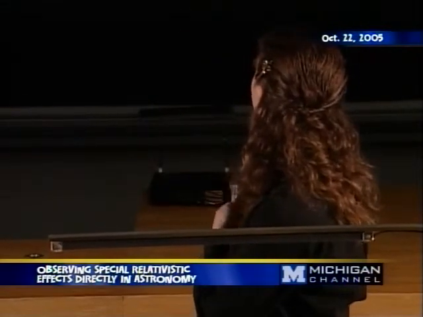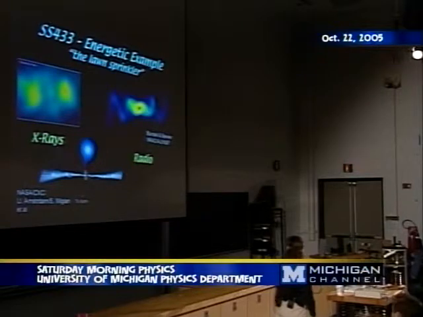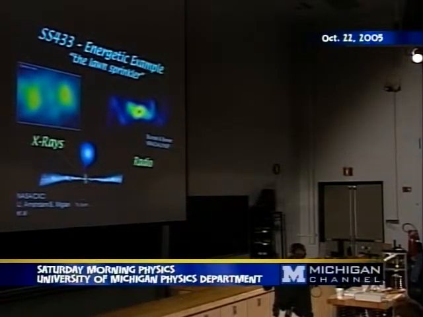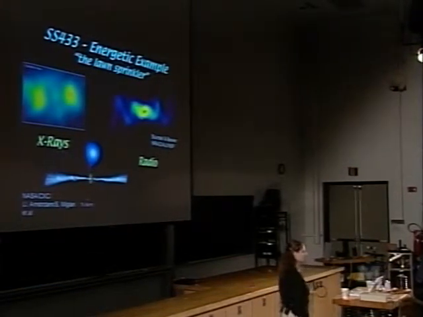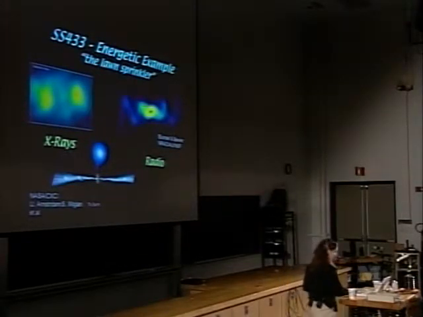So you probably want something a little bit more dramatic this morning. So I'm going to introduce you to an object called the lawn sprinkler. It has a much less dramatic name, SS433. But what it is, is an object that at regular light looks like a bright star. But it's also a radio source with a funny shape and an X-ray source. You can guess there's a lot of energy in this because it's producing X-rays, and X-rays are very energetic.